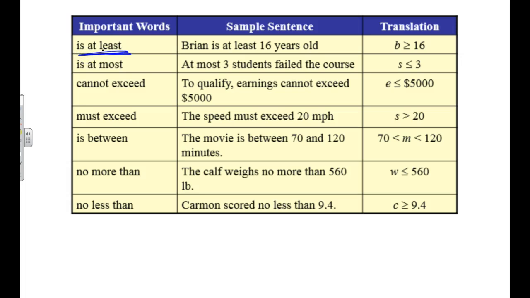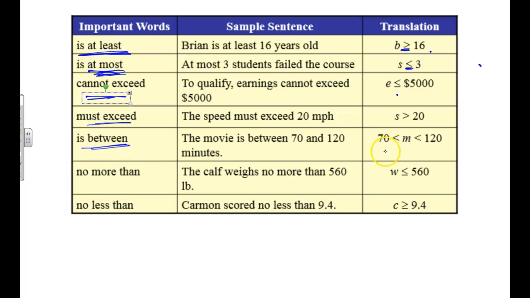Careful, you need to know a couple terms. At least means it could be equal to it. If you see someone in the street and you say they're at least 16 years old, they could be 16, but they could be anything greater than 16. If someone's at the mall and you say, oh, that little girl is at most 3 years old, they could be equal to 3, but that means less than. Cannot exceed is less than. Must exceed is greater than, but not equal to it, just greater than.